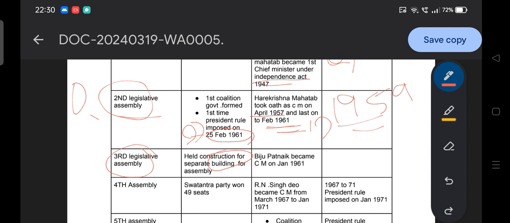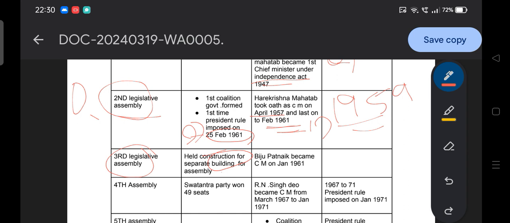After independence we required a new legislative building, which was built at the time of post independence, not by the Britishers. So that is how it's important from that point of view. This is the way we have to strategically prepare, because now the examination is going to be tough.